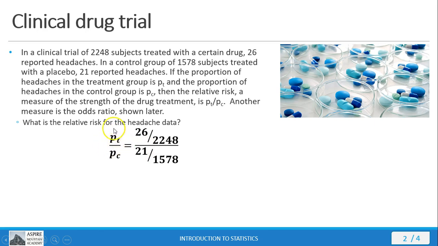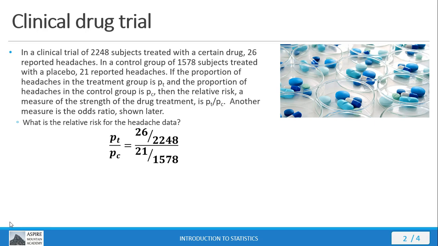The same goes with the treatment group. You've got 2248 total, 26 of them are reporting headaches. So 26 over 2248. In a way, the proportion is calculated the same as a probability. We're looking at the part over the whole. So once we get to this point, now all we have to do is the math.